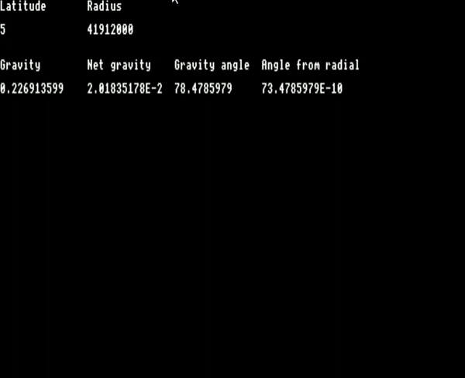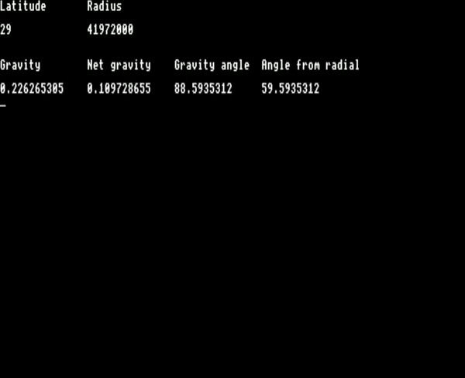We are out to 5 degrees latitude. We are back to 227 millimeters per second of gravity. And 20 millimeters per second of net gravity, because we're nearly in orbit. 76 degrees from the plane of the equator that you'd actually be pulled, which is 71 degrees from radial. It's already down to 72 and 67. Skip.